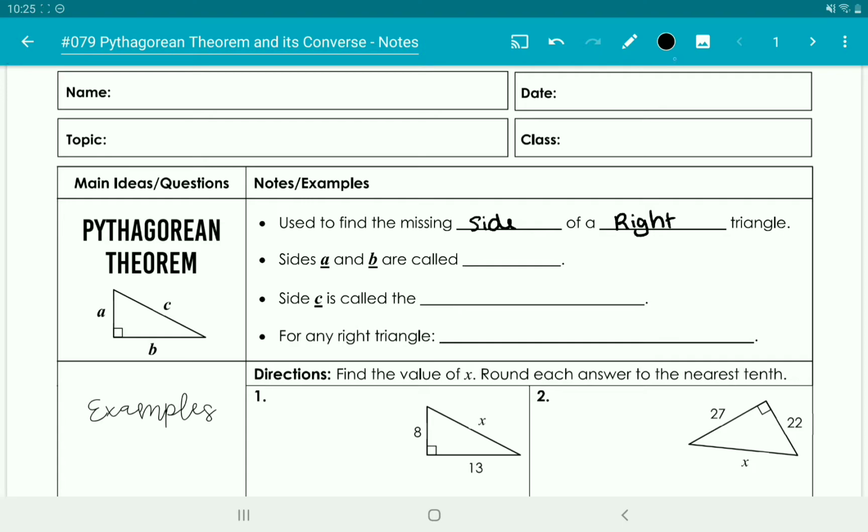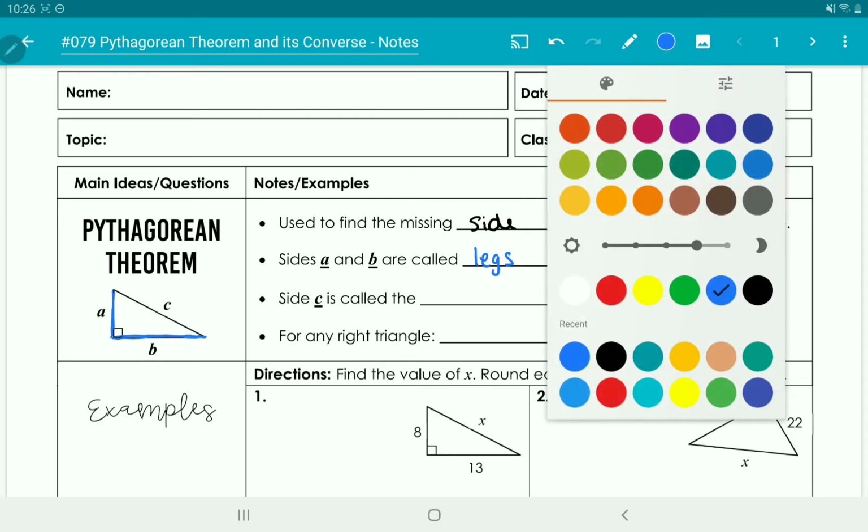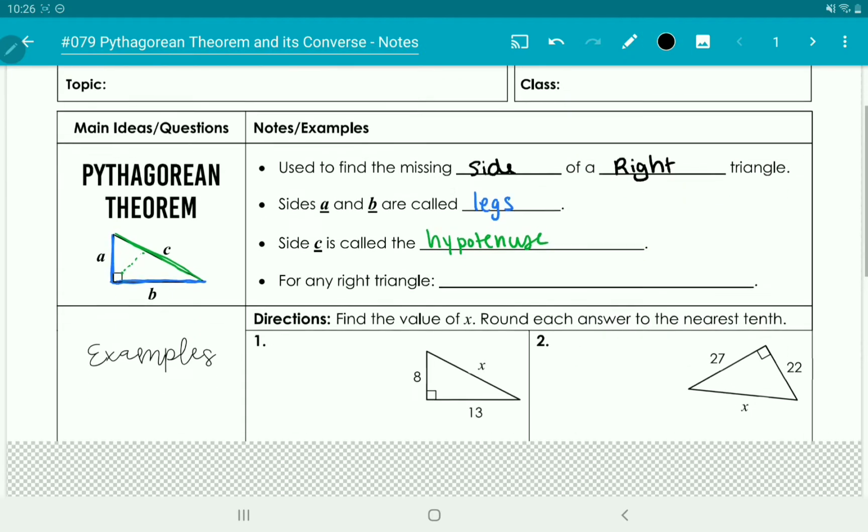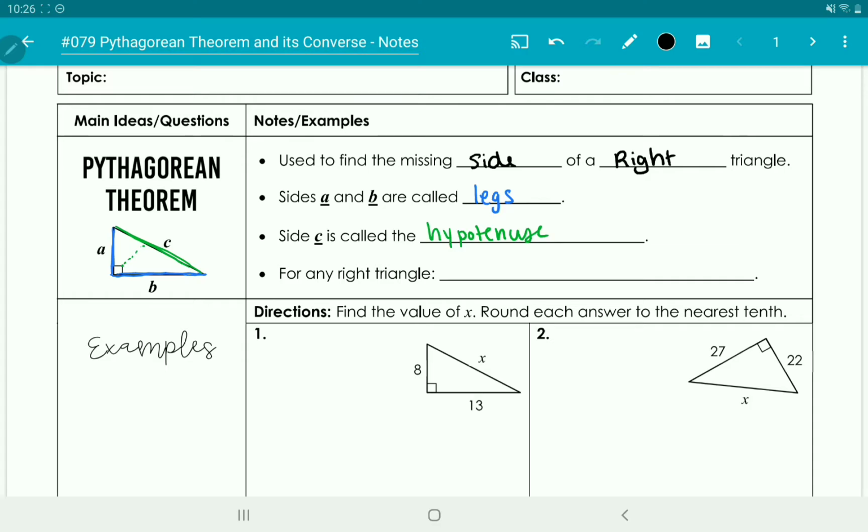So the sides A and B, I'm going to go ahead and color code this. So this side and this side, the sides that are adjacent to or touching the right angle, are called the legs of the triangle. And then the one directly across from the right angle, opposite the right angle, the one that's not touching it, is considered the hypotenuse. We're going to use those words a lot with right triangles, so you need to make sure you know which ones are the legs and which one's the hypotenuse.